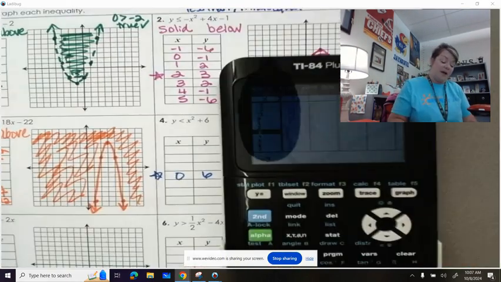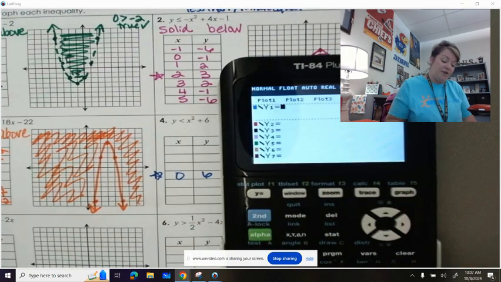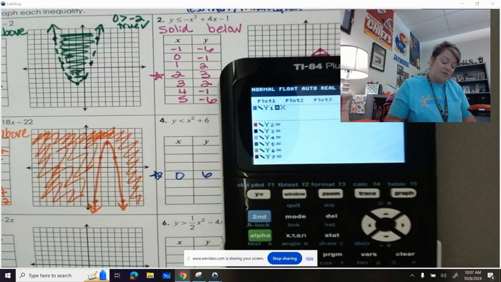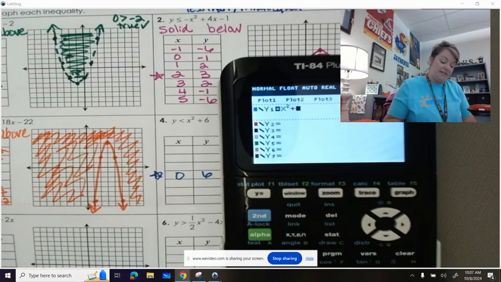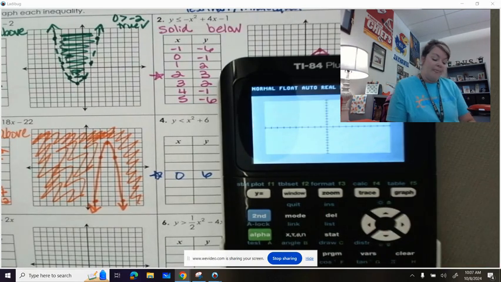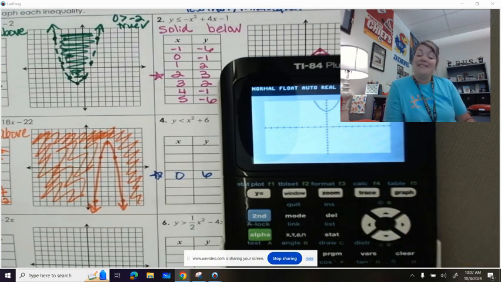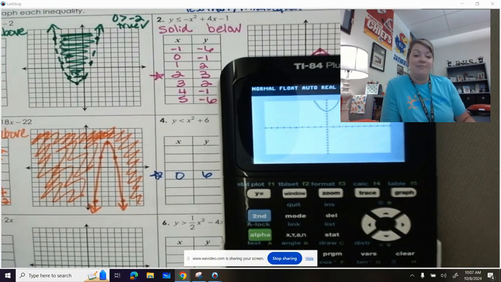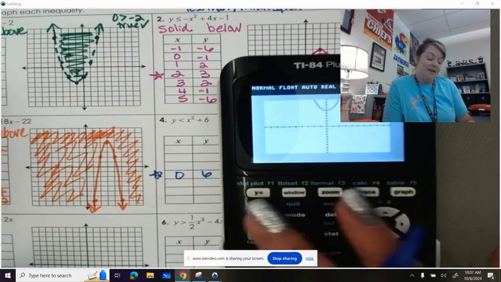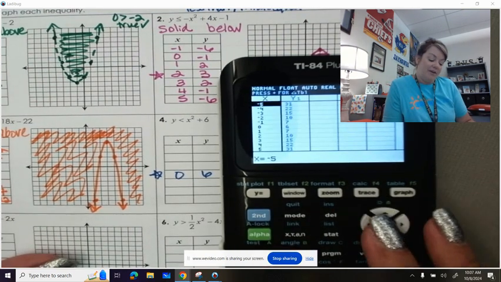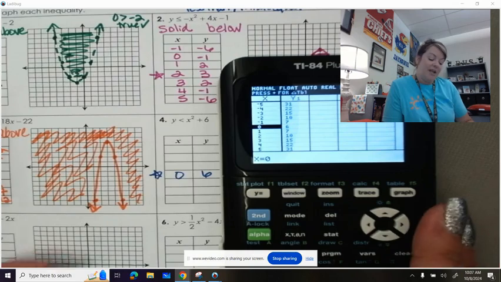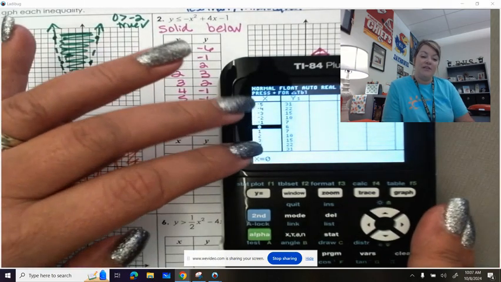So I can use my calculator to find some more points real quick. x squared plus 6. There's my parabola. It's opening up. My vertex is at (0, 6). My vertex and my y-intercept are the same coordinate this time. Let's go to our table. I already know my vertex. It's right here. So I can see the points on each side of it are symmetrical.